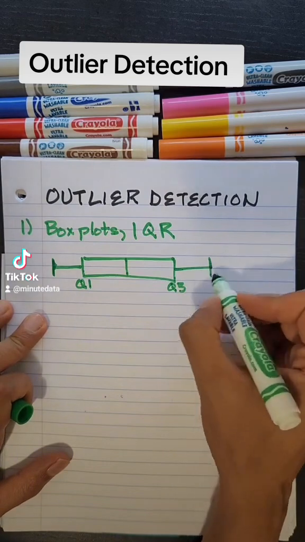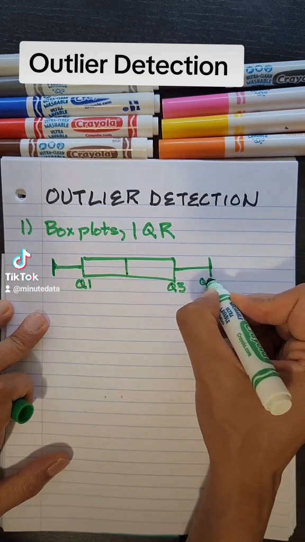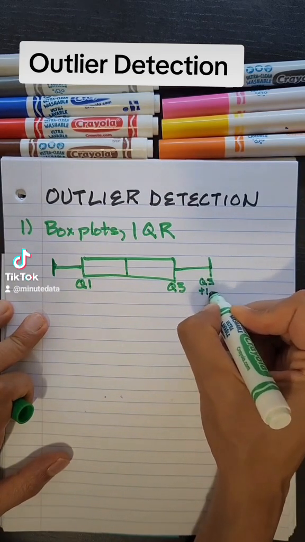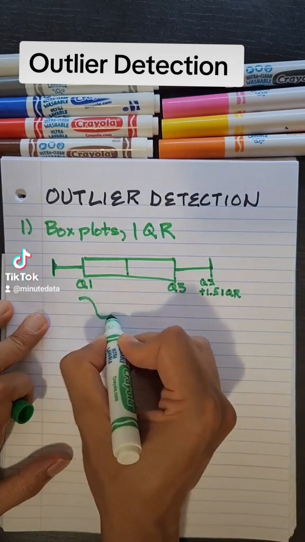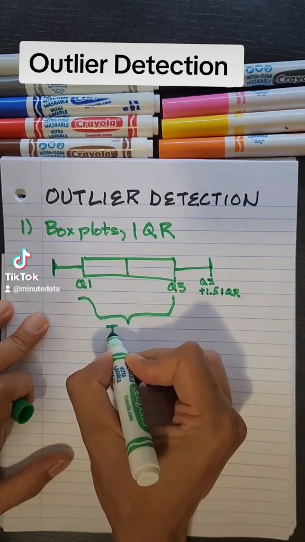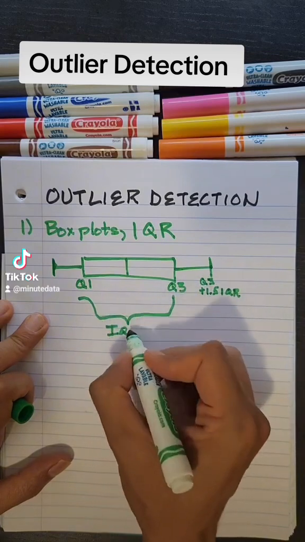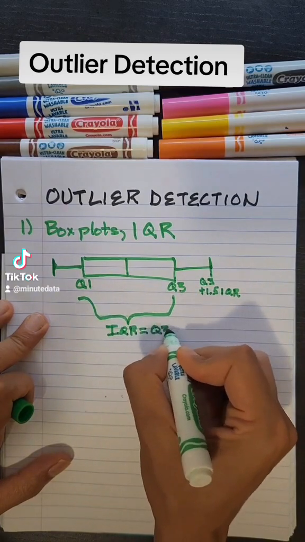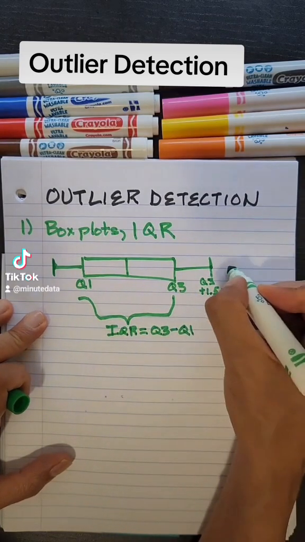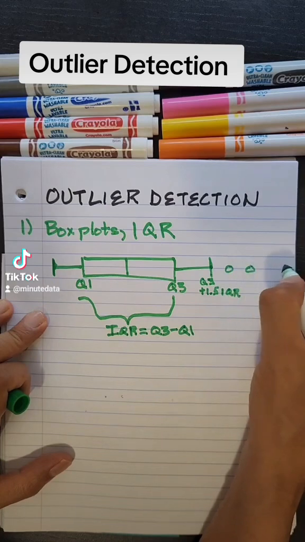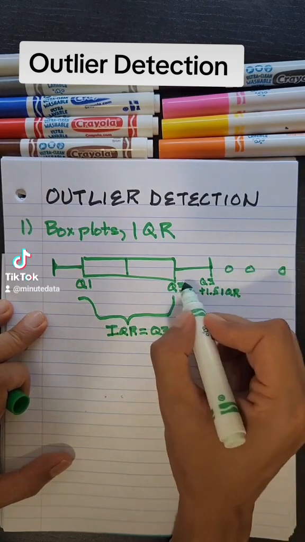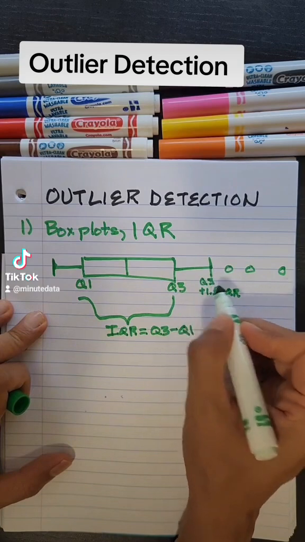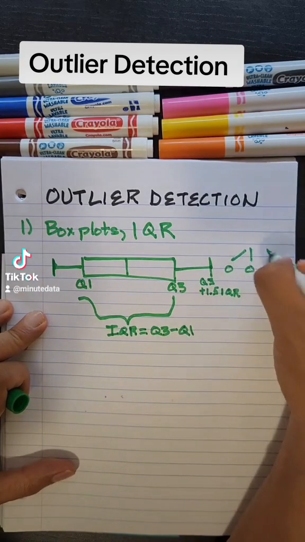Let's see extensions here. The extension here is actually the third quartile plus 1.5 times the interquartile range. The interquartile range is the difference between the third quartile and the first quartile, so Q3 minus Q1. Any observations that are beyond 1.5 times the interquartile range plus the third quartile, these are considered the outliers.